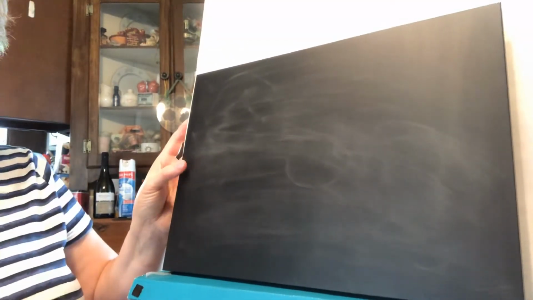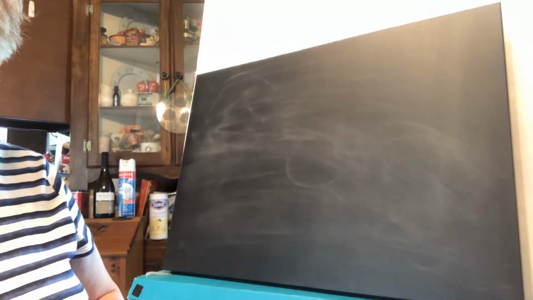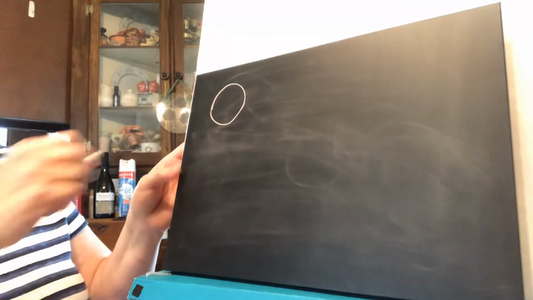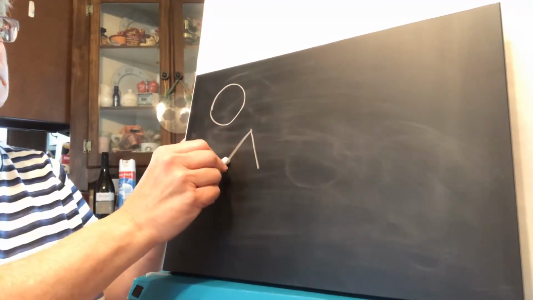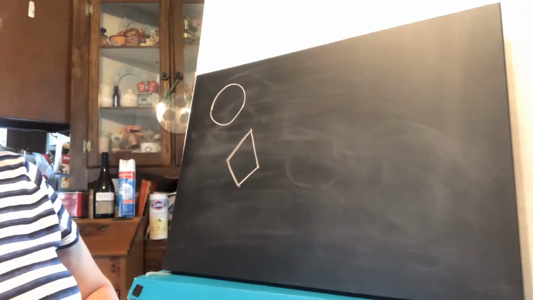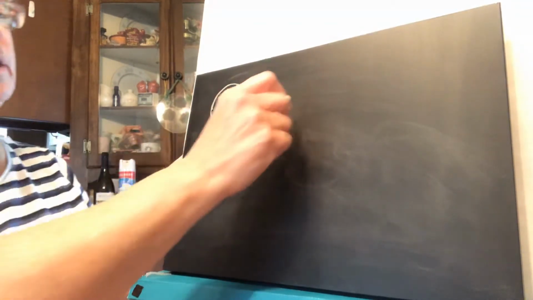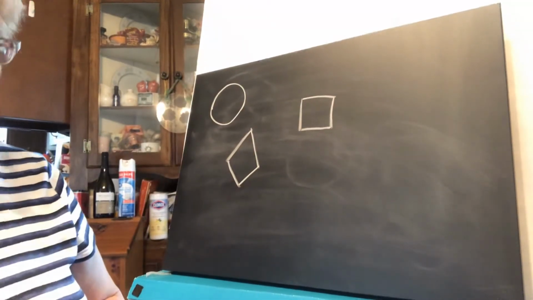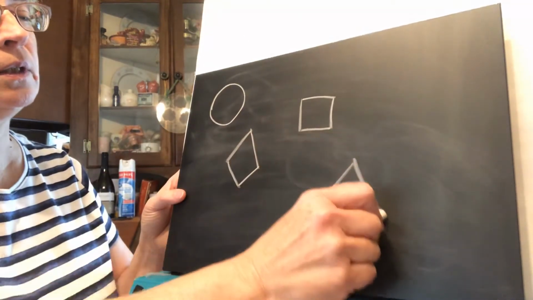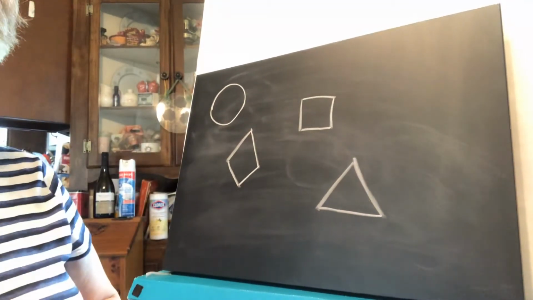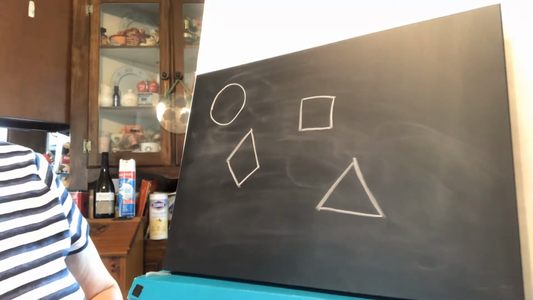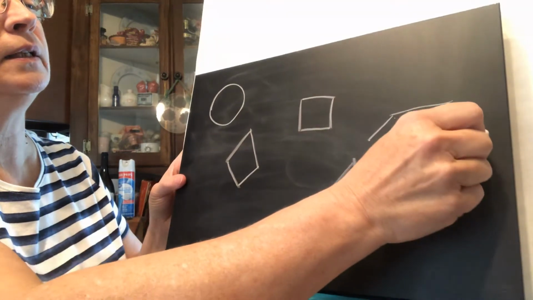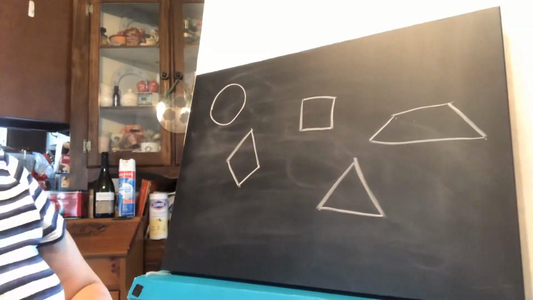Let's try new shapes. This time, I'm going to try a circle. I'm going to try a rhombus. I'm going to try a square. I'm going to try a triangle. And I'm going to try a trapezoid. Okay, I tried my best.